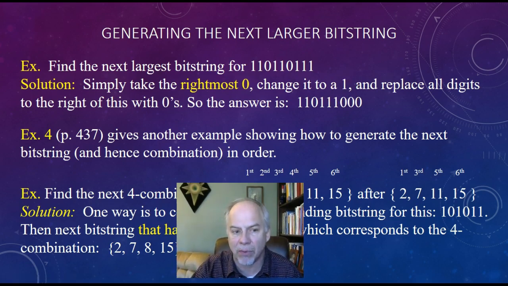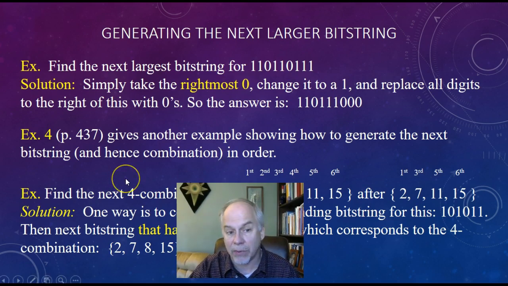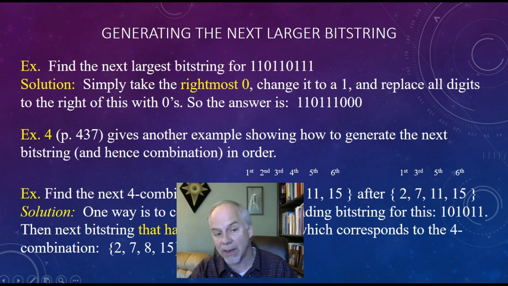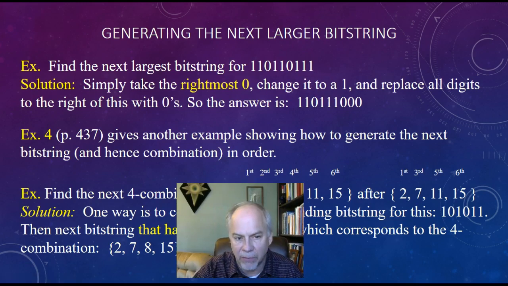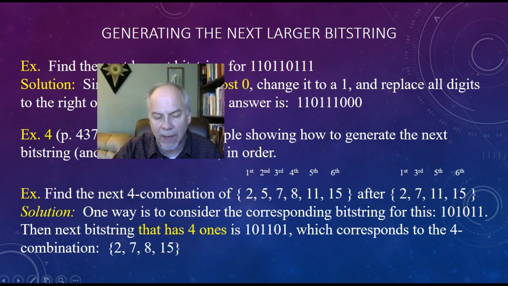All right, so example 4 on page 437 gives another example of showing how to generate the next bit string and hence the next combination in that order. And it uses the same idea. It's changing the rightmost 0 digit to a 1, and then all the digits to the right of it get changed to a 0. But you can look at that on page 437.